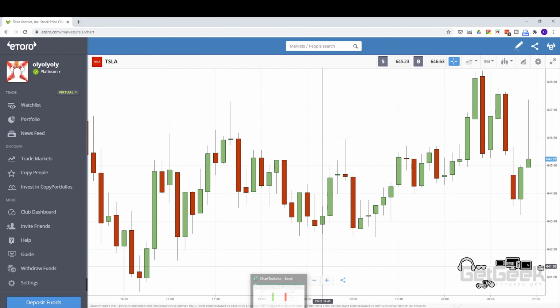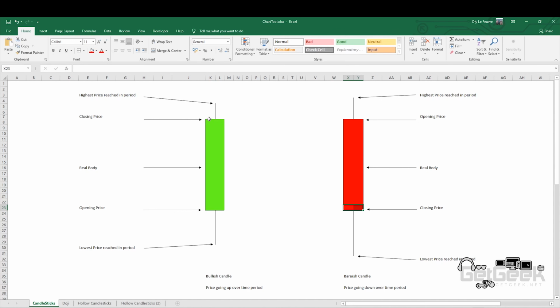If we flip over to my Excel doc here, the rectangular main part is called the real body, and that's the same on both the green and red candles. So for green candles, the base of the candle body is the opening price and the top is the closing price, and it's the opposite on a red candle. So this would be the opening price and this would be the closing price.